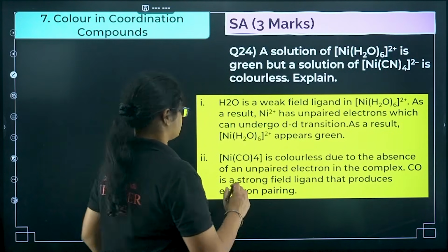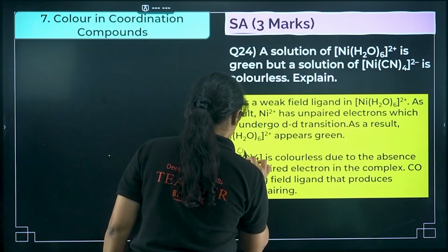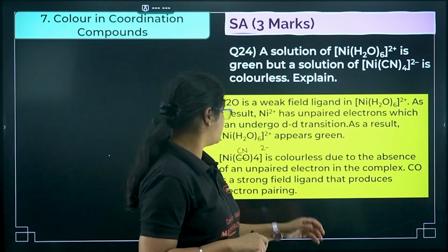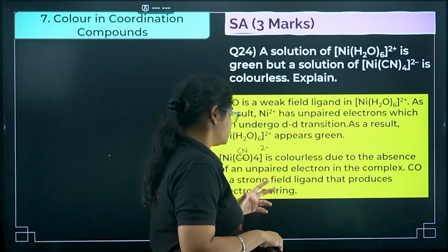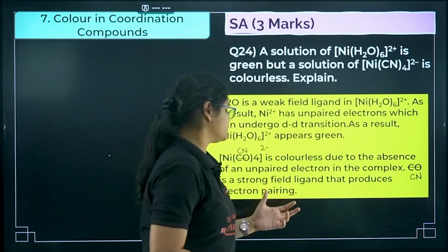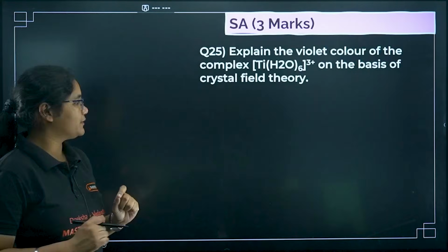In [Ni(CN)4]2-, actually, I'll just correct it, one second. In [Ni(CN)4]2-, we have absence of unpaired electrons, and that is because CN is a strong field ligand, and that is why there is no d-d transition and no color of the compound. Let's see the next question here.